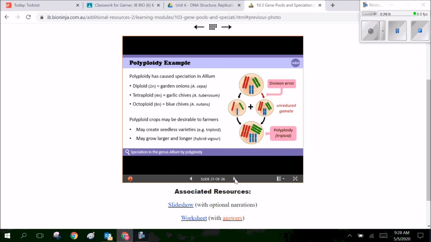So in allium, we see that there's diploid garden onions, there's tetraploid garlic chives, and then there's octoploid blue chives, which is absolutely incredible. And so basically you can have all these changes now. If you have an even number of chromosomes, that can actually work. Those offspring often are fertile.